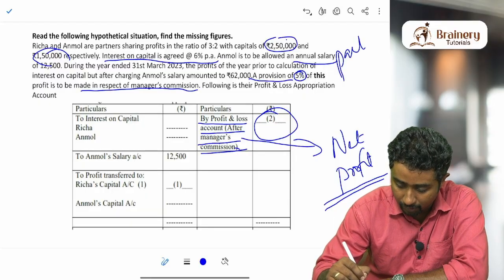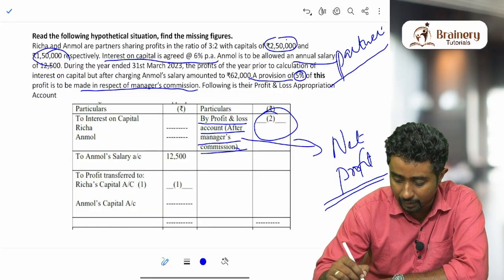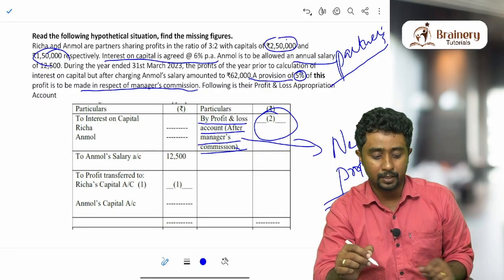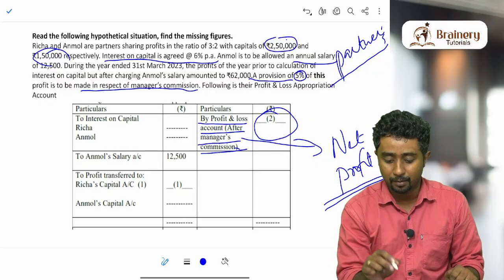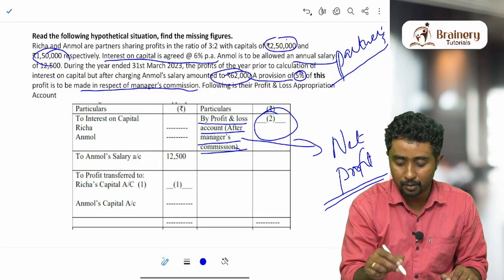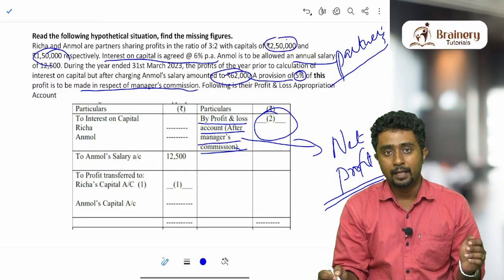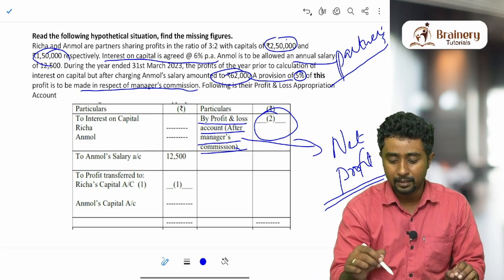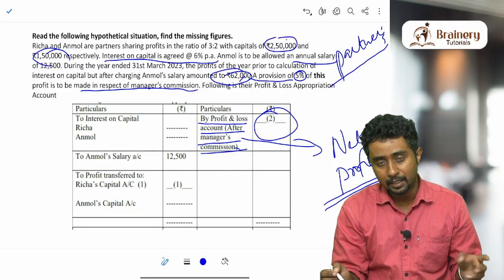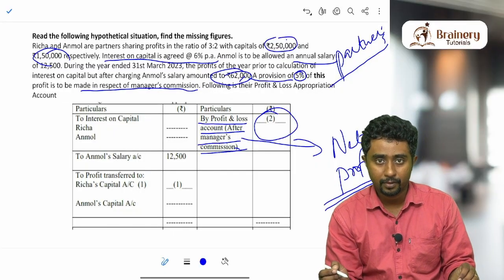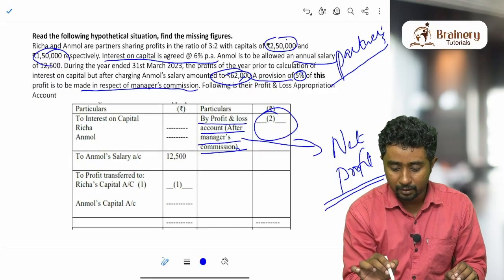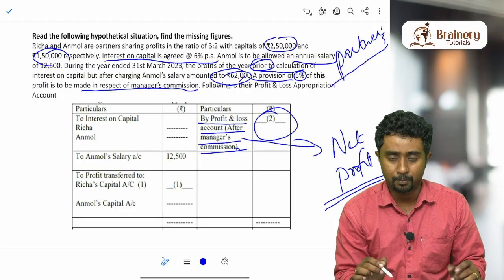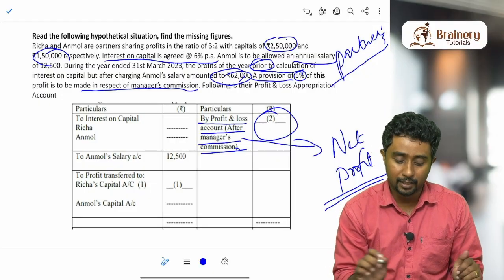As you can see here, Richa and Anmol are partners with capitals of 2,50,000 and 1,50,000 respectively. Interest on capital is agreed at the rate of 6% per annum, and Anmol is to be allowed a salary of 12,500. This salary is given to a partner only, and Anmol is a partner. So partner salary and interest on capital are both mentioned here. Then, profits prior to calculation of interest on capital but after charging Anmol's salary amounted to 62,000. What does this statement mean? It means they have already deducted the annual salary from the profit. After that the profit is 62,000, but they haven't deducted interest on capital. Prior to calculation means before calculating interest on capital, without deducting it.